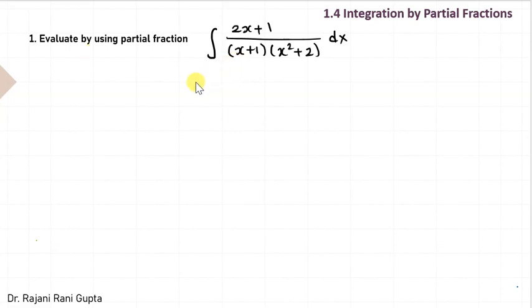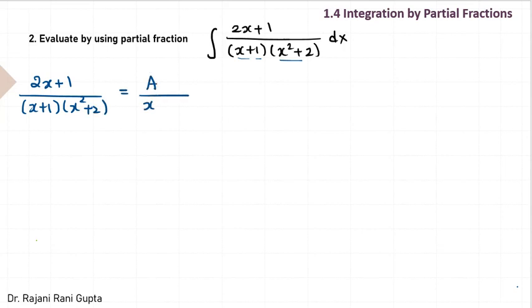Let us see another equation. So in this question, what you see, one of the factors is linear, another is quadratic because of x power 2. So in this case, how will we write the partial fraction? 2x plus 1 over x plus 1 times x square plus 2. So for linear, we write a over x plus 1. For quadratic, x square plus 2, we write bx plus c.